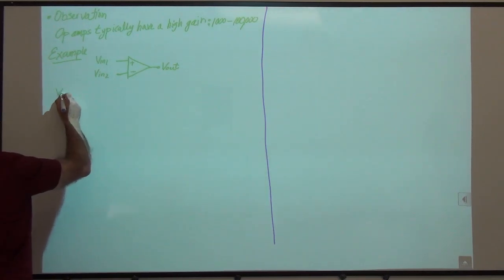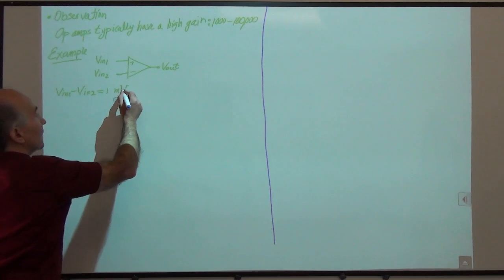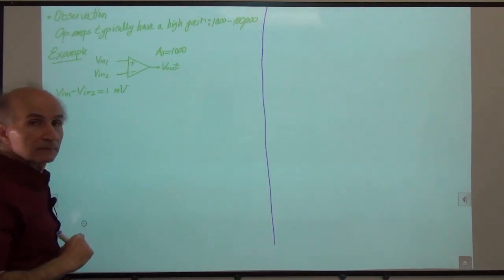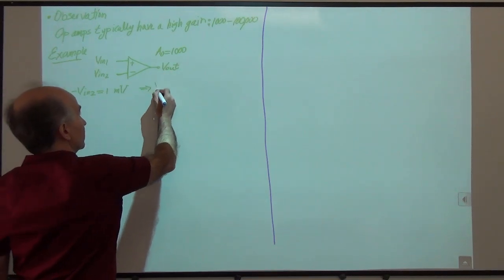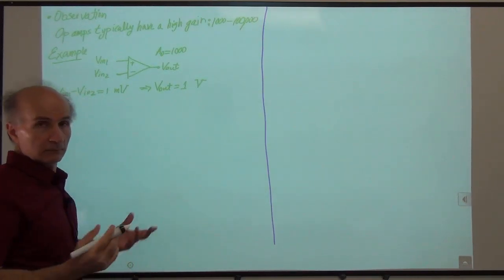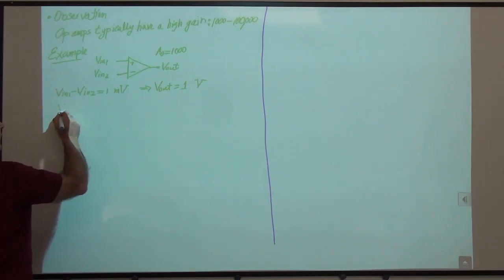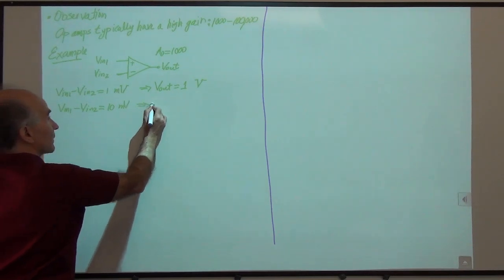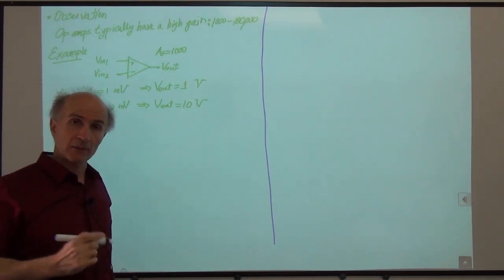Okay, so suppose Vin1 minus Vin2 is 1 millivolt, and suppose that the gain of the op-amp is 1,000. So how much is Vout? Vout is 1,000 times (Vin1 minus Vin2). So Vout is 1,000 times 1 millivolt. That's 1 volt. That seems okay. There's nothing bad about this result, right? Okay. How about if Vin1 minus Vin2 is 10 millivolts? Then Vout is 10 volts. That might be possible. That's okay.